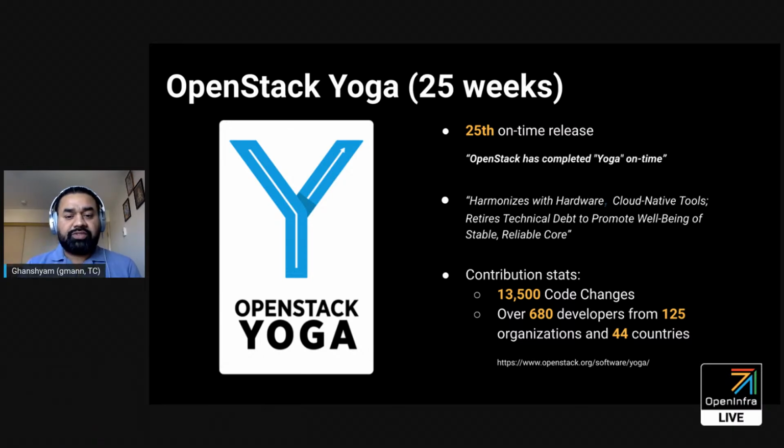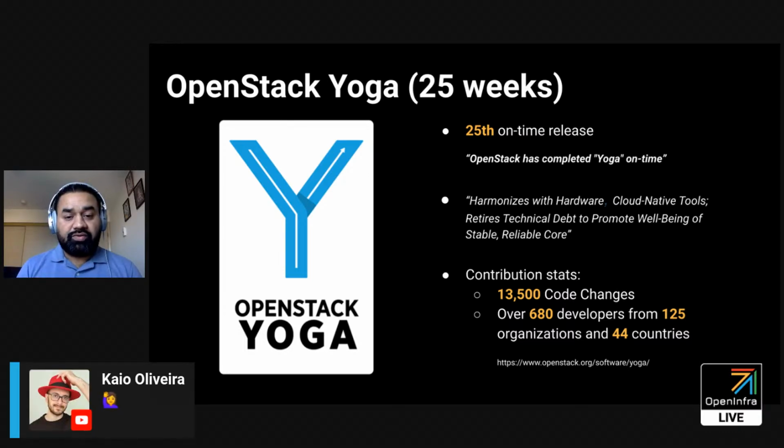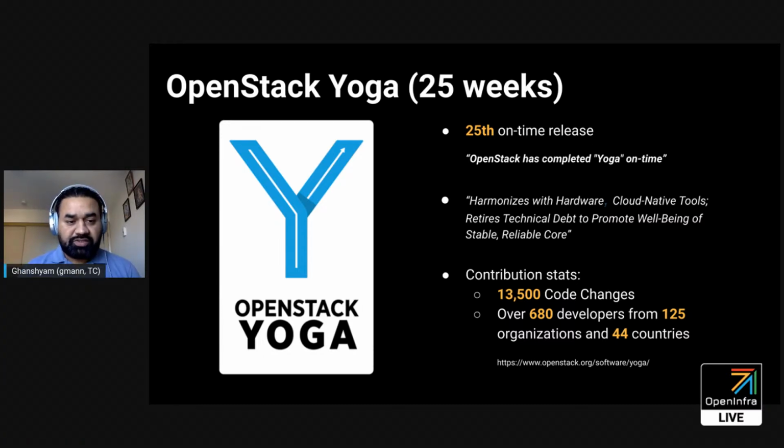And in terms of contributor stats, there are 13,500 code changes, from 680 developers from 125 organizations and 44 countries. It's still one of the most active open source projects we have, and huge thanks to all the contributors, project teams, all the supporting teams, QA, infra, OpenDev, requirements, and a special thanks to our release team for doing a continuous on-time release, even the 25th.